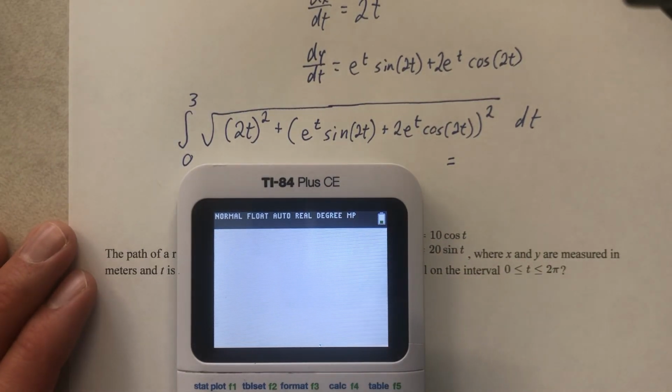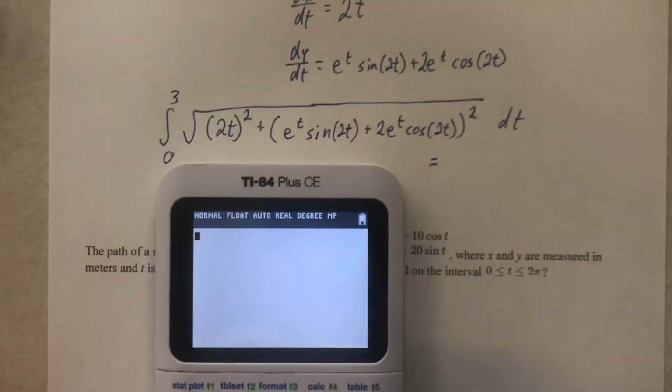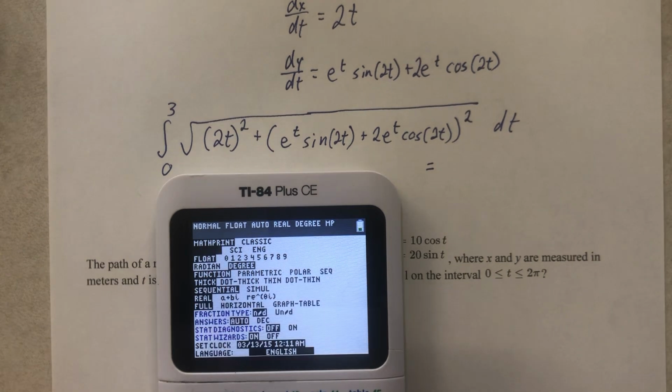I'm in degrees. I'm in degrees. Why was I in degrees when I'm a calculus teacher? Funny you should ask. Remind me, I'll tell you later.